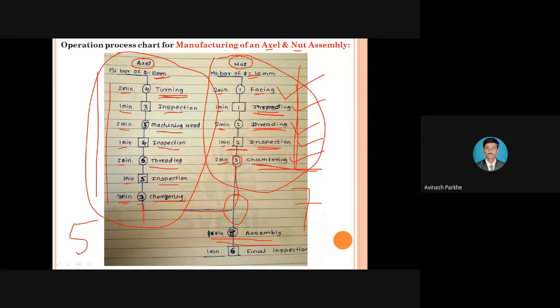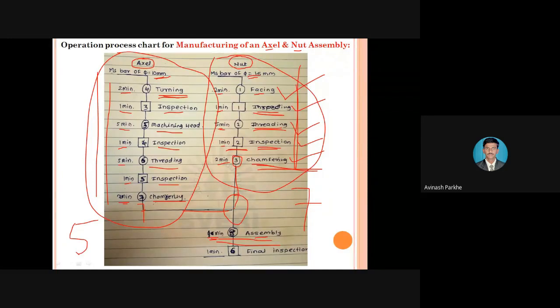Therefore, that assembly is also represented by this circle, and at the center it is written as an 8. That means after the last 7th chamfering operation, we are doing the assembly, and that assembly is represented by the 8. The circle is there. At the right side, assembly is represented, and how much time is required for the assembly? For example, 10 minutes. It is represented at the left side.